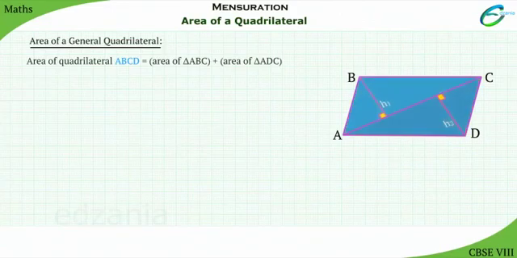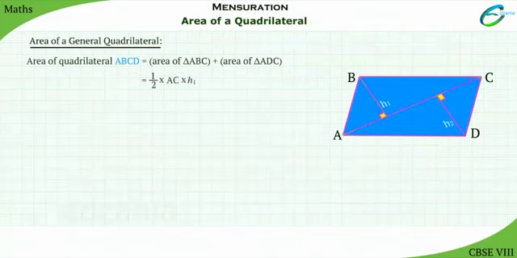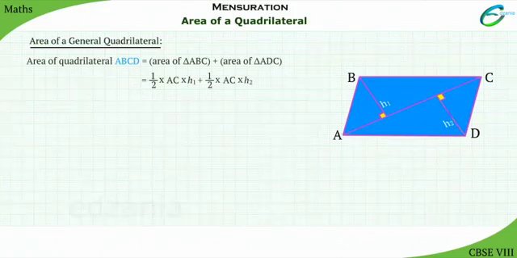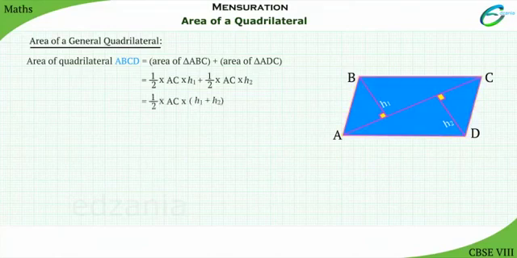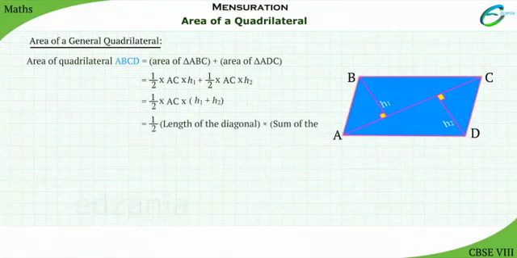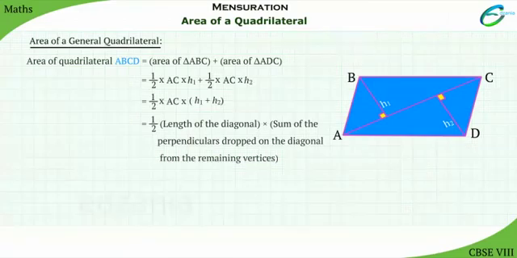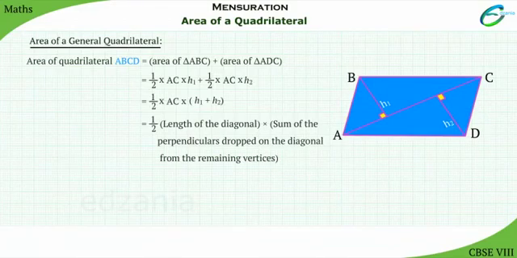Now, the area of triangle ABC is equal to half the product of AC and H1, and the area of triangle ADC is equal to half the product of AC and H2. On simplifying, we see that the area of the quadrilateral is half the product of the length of the diagonal and the sum of the lengths of the perpendiculars drawn from the remaining vertices to the diagonal.